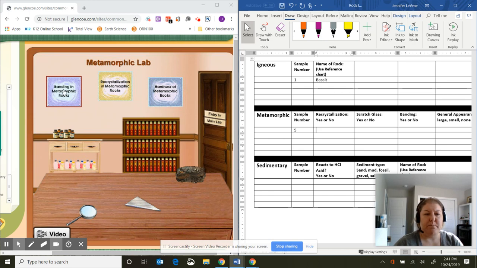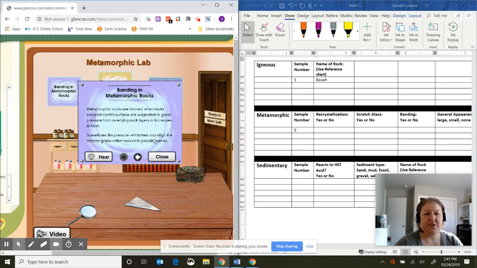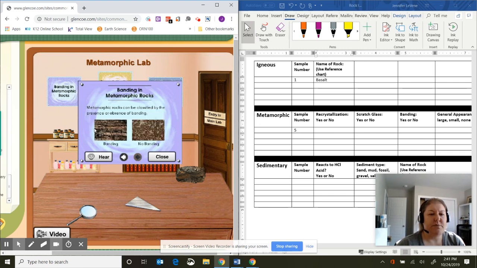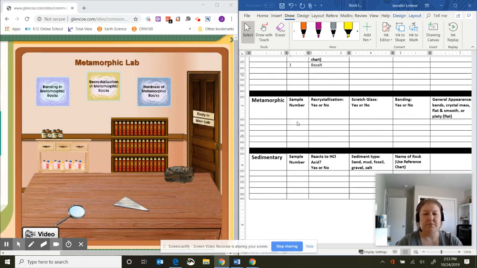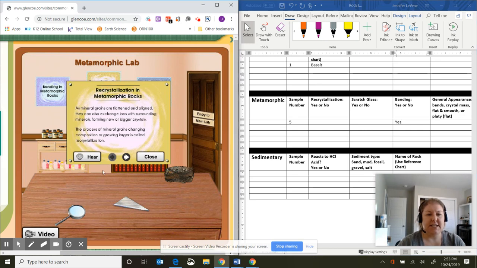So we're going to look at banding. Okay, so here's information on banding. Banding happens when metamorphic rocks are formed beneath the Earth's surface, subject to great pressure from overlying rock layers or increases in heat. So it literally just pushes it all together. Sometimes the pressure will flatten and align the mineral grains within rocks into parallel bands. So here's one with banding, here's one without banding. Over to my chart, I'm going to put in, we're working on sample 5, banding. Yes.